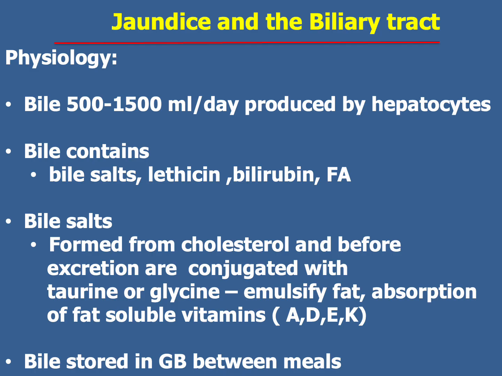The liver produces 500 to 1,500 milliliters of bile per day. Bile contains bile salts, lecithin, fatty acids, and bilirubin. The bile acids are cholic and deoxycholic acid and are breakdown products of cholesterol. In the hepatocyte, they are conjugated with taurine and glycine to become bile salts. Bile salts emulsify fat and aid in the absorption of fat and the fat-soluble vitamins A, E, D, and K.